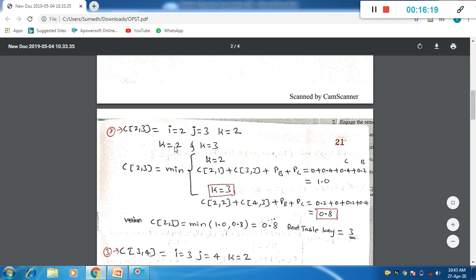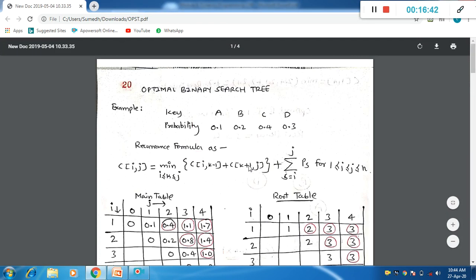That is, once k value is equal to 2 and once k value is equal to 3. Then again you have to solve it from c by 2 equal to minimum of k by 2 is c of 2 comma 1 plus c of 3 by 3 plus pb plus pc, and here you have to generate the probability of 2 to 3, that is probability of character B and character C, because I value starts with 2.